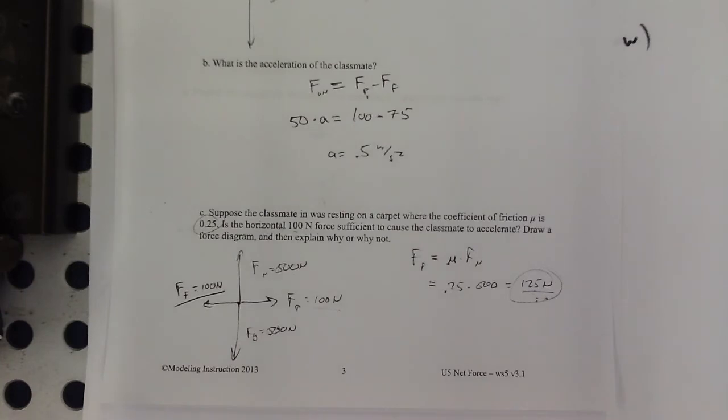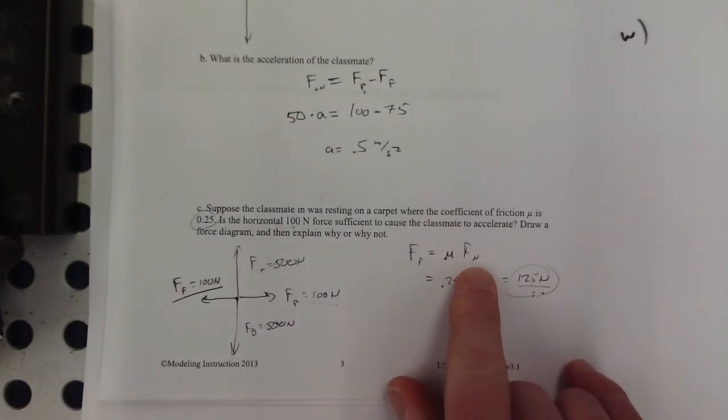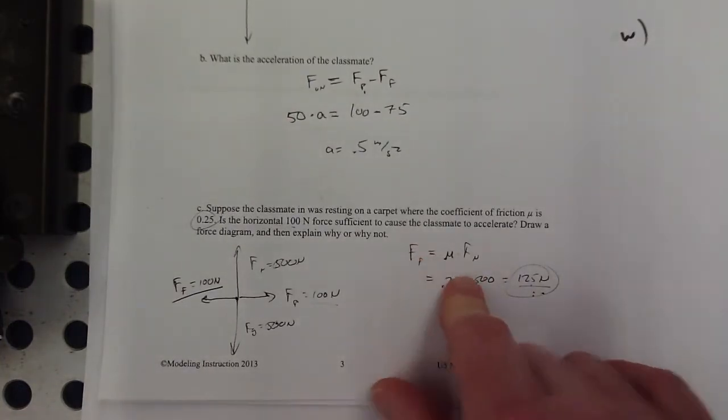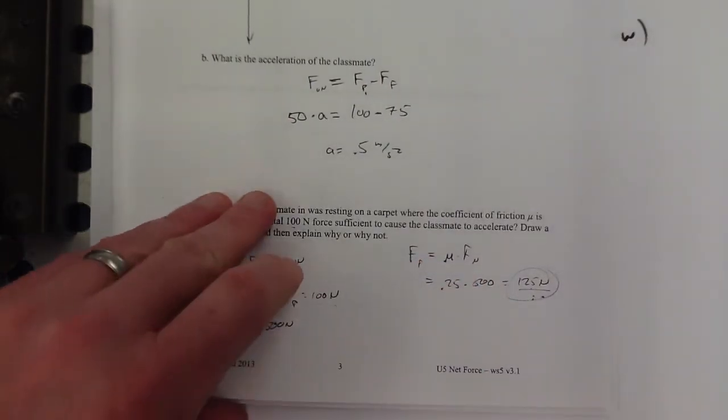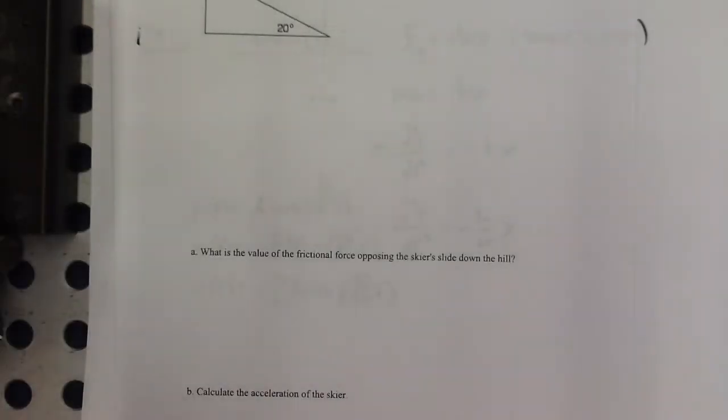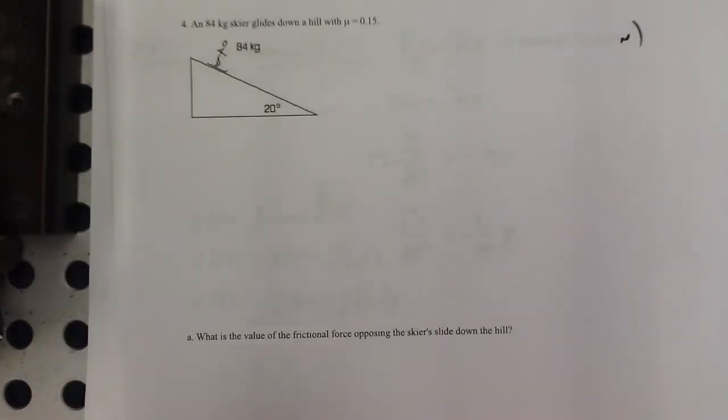Usually we're just going to have situations where the object is moving and you use this equation, and whatever you get, that's how much friction there is. But I do want you to have an opportunity to think about that a little bit. Okay, so what about on a slope?